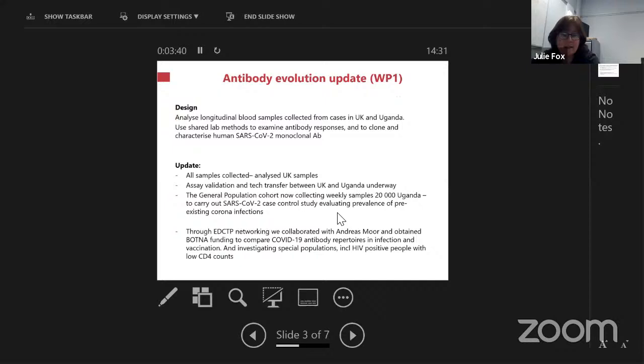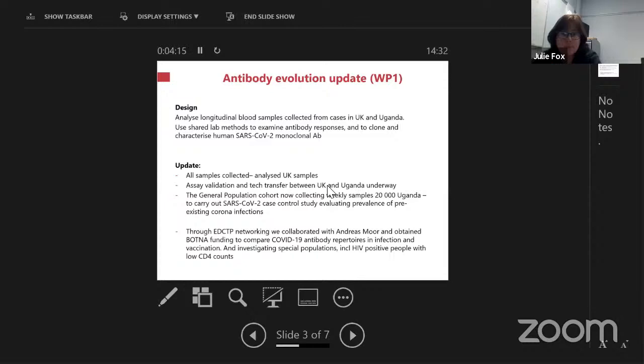The first work package, we're going to analyse longitudinal blood samples from cases in the UK and Uganda. And we're going to share lab methods and develop capacity in both sites to examine antibody responses and clone and characterise human SARS-CoV-2 monoclonal antibodies. To date, we have analysed all the UK samples, which is great. And we're in the process of assay validation and tech transfer to Uganda. The samples are going to be sent next week.